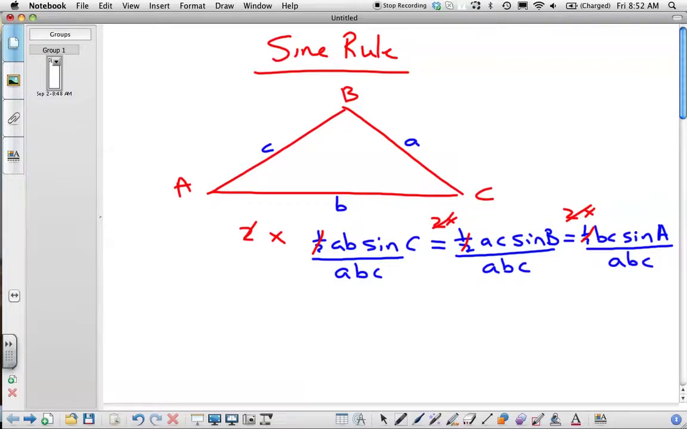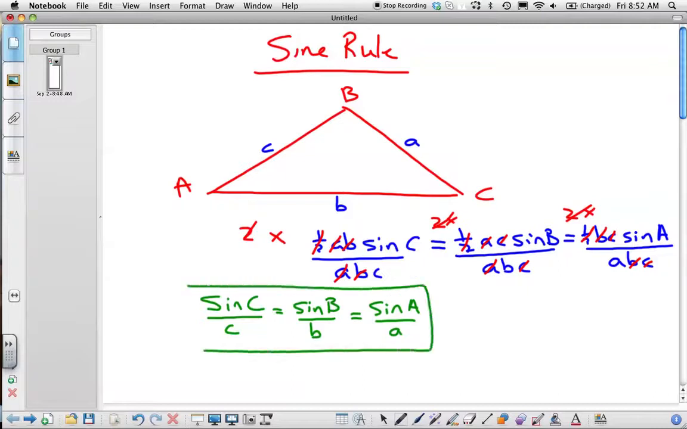And here you'll see that your a cancels and your b cancels, and you're just left with c. Here your a cancels and your c cancels, and you're just left with b. And here your b cancels and your c cancels, and you're just left with a. So we have finally this formula, which is actually the sine rule: sine C over c is equal to sine of angle B over the side b, which is equal to sine of angle A over the side a. This is your sine rule.